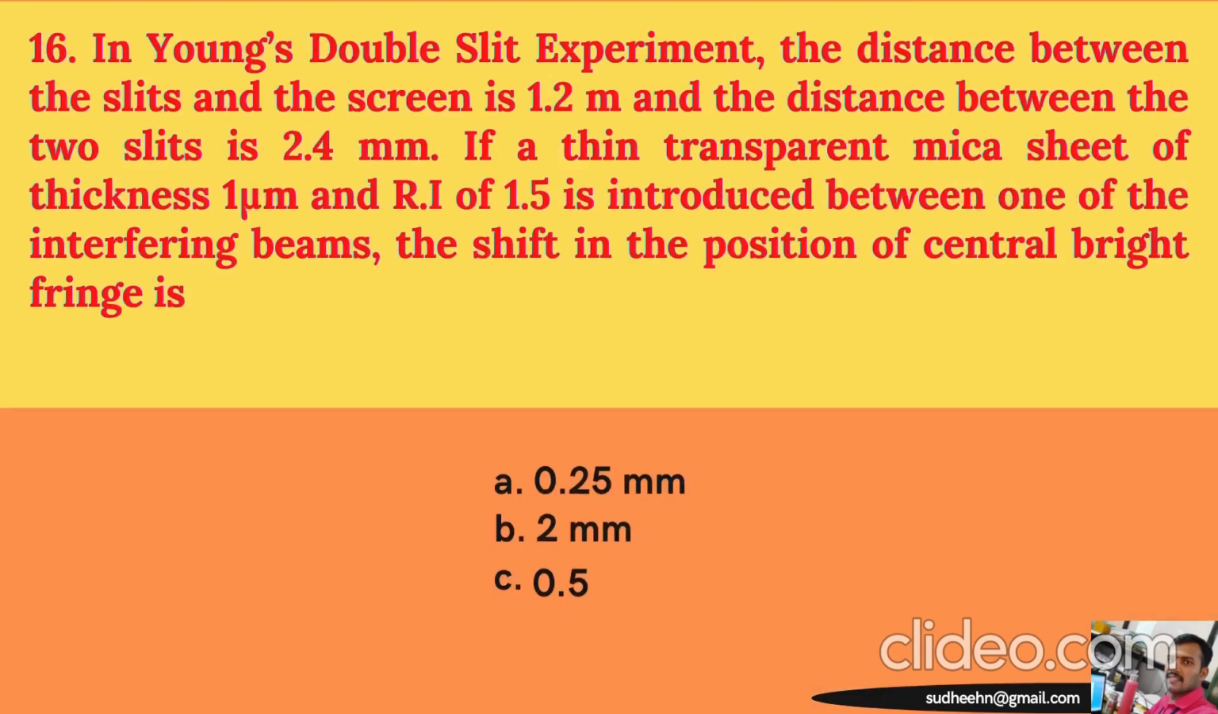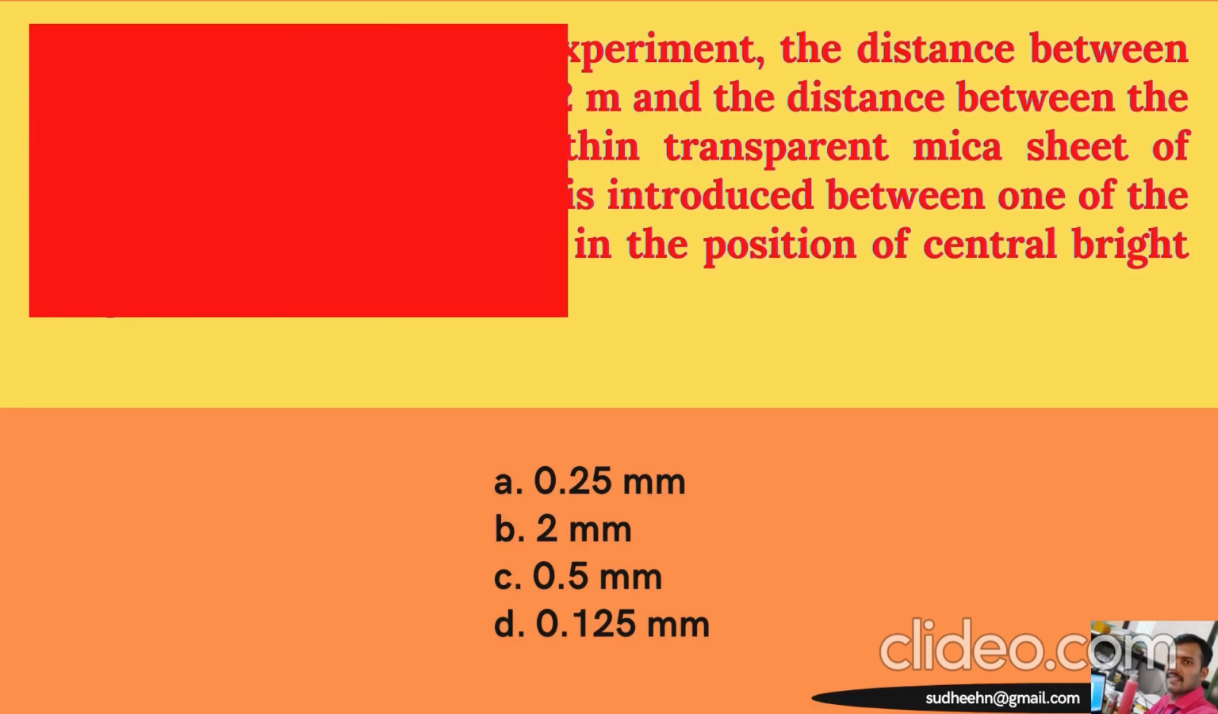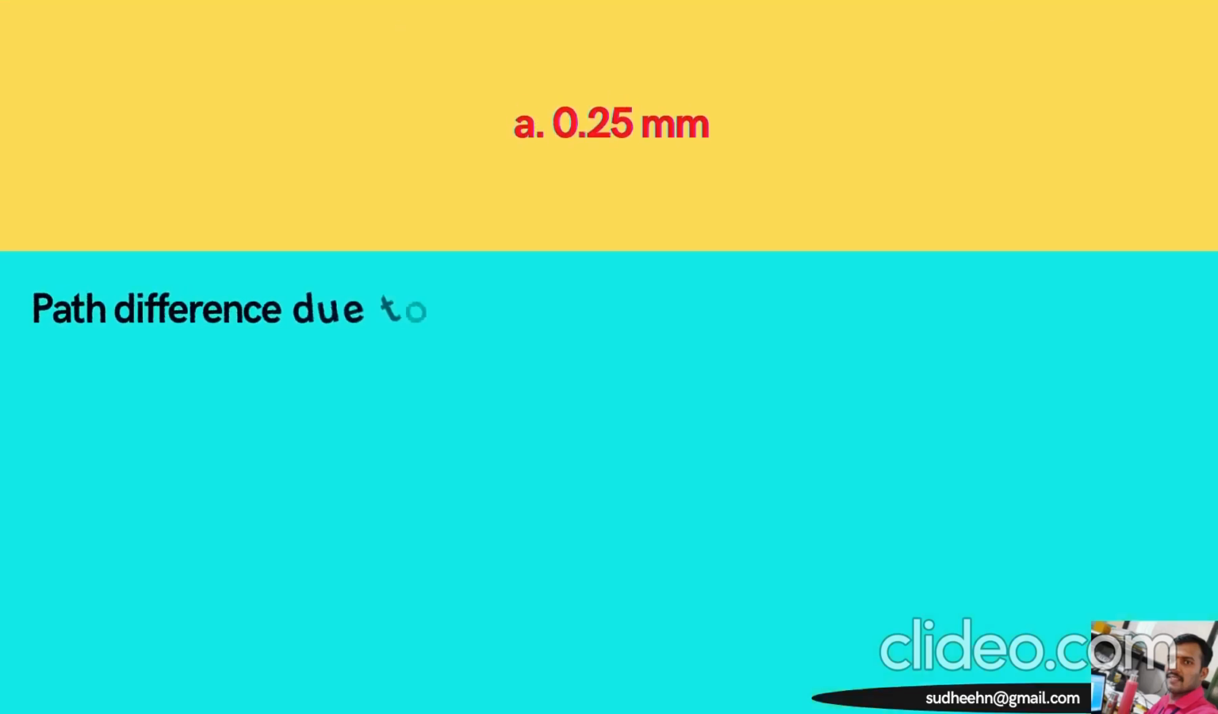Question number 16. In Young's double slit experiment, the distance between the slits and the screen is 1.2 meter and the distance between the two slits is 2.4 mm. If a thin transparent mica sheet of thickness 1 micrometer and a refractive index of 1.5 is introduced in front of one of the interfering beams, the shift in the position of central bright fringe is options A 0.25 mm, option B 2 mm, option C 0.5 mm, and option D 0.125 mm. And the right answer is option A, that is 0.25 mm.